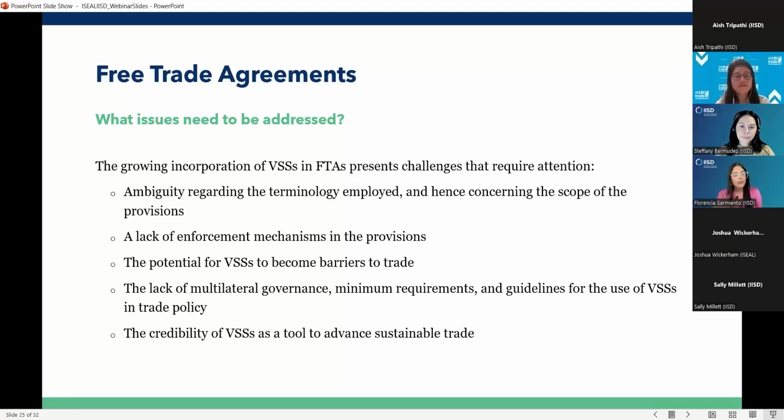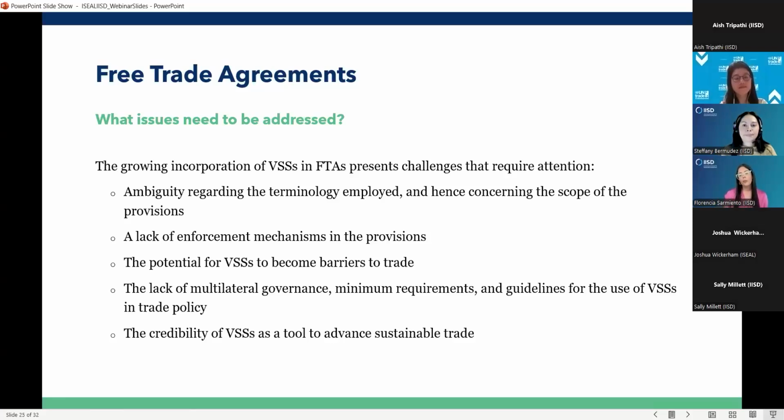There is also a widely recognized challenge, which is the potential for VSS to become barriers to trade. While VSS are voluntary in nature, their increased use and reference in trade policy and in FTAs may make them a de facto requirement for market access that can pose challenges for producers and small and medium enterprises, particularly in developing countries. And this could perhaps be addressed by including provisions in the FTAs about the preference in using those standards that have in place mechanisms to facilitate compliance by small-scale producers. And this could be training opportunities, supporting services, access to funds, among others.